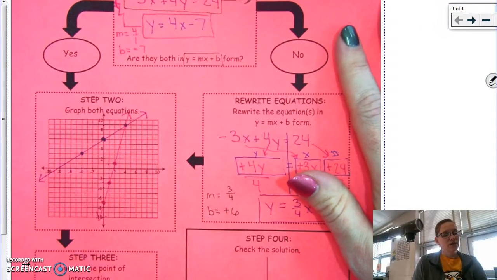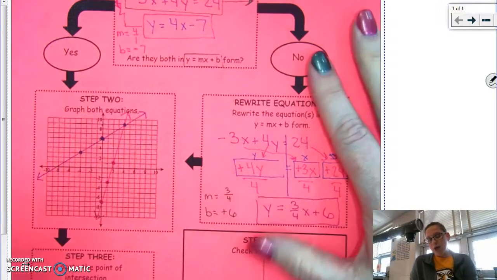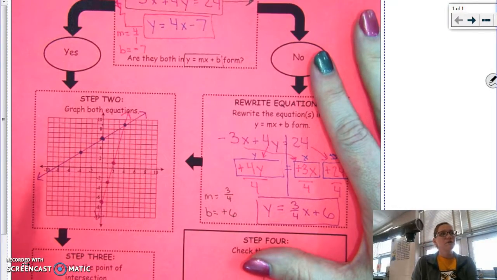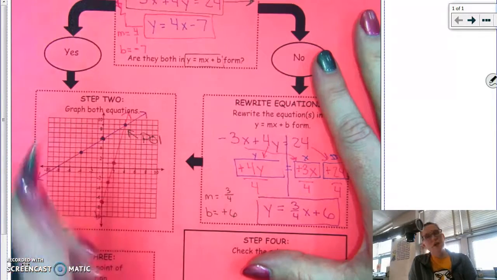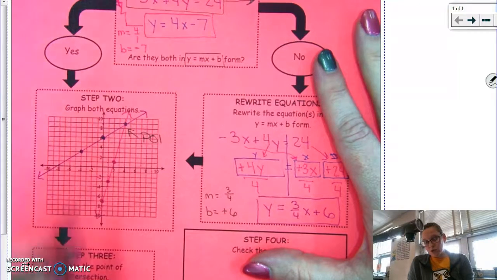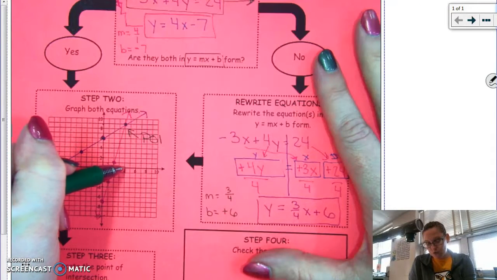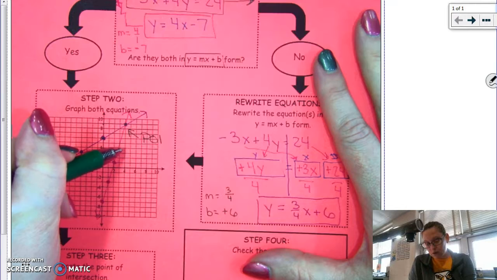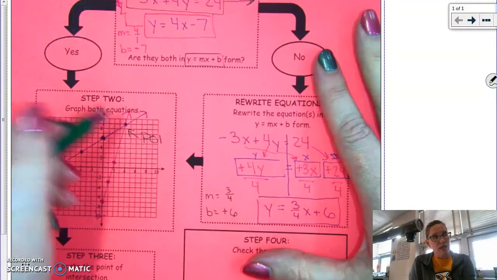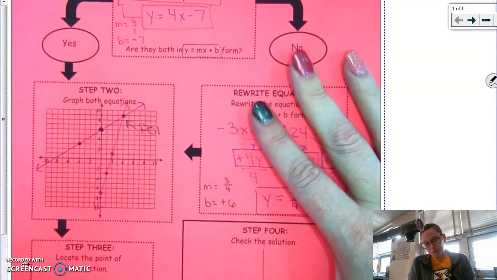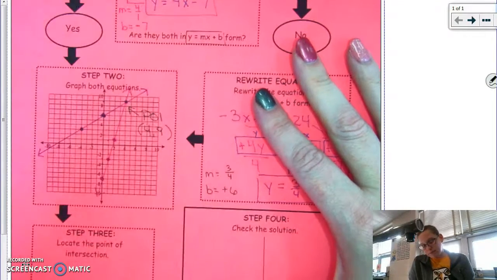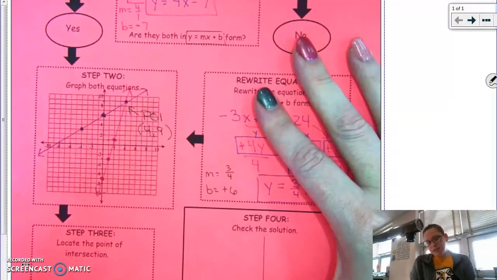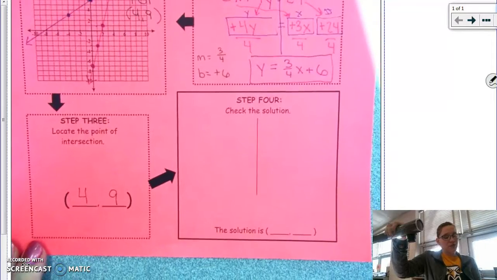The next thing we're going to look at is where they intersect, because that would be the solution. So right here is where our POI is, point of intersection, which is our solution. It is 1, 2, 3, 4, and 1, 2, 3, 4, 5, 6, 7, 8, 9. So my answer is (4, 9), and that's it. (4, 9) is the location of the point of intersection, which is the answer to my problem.